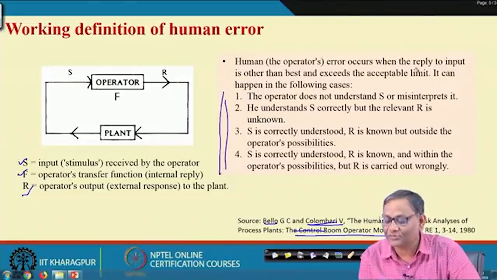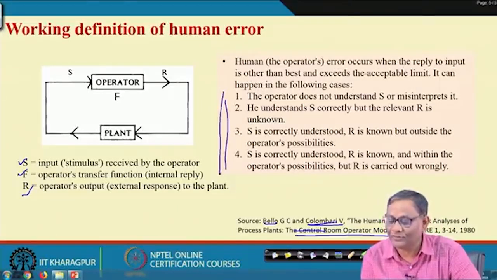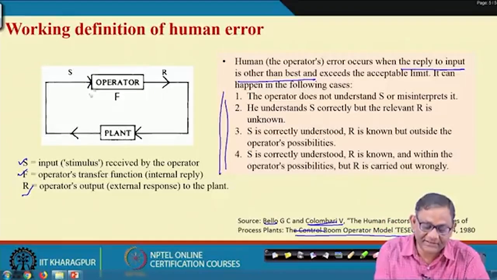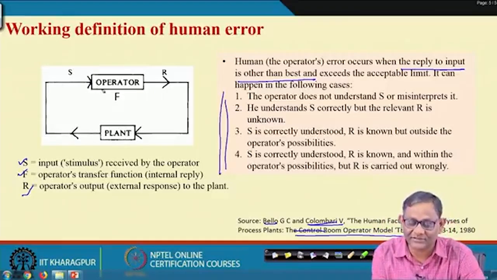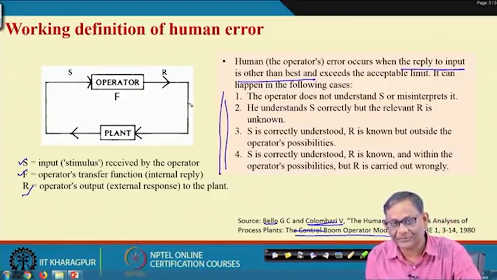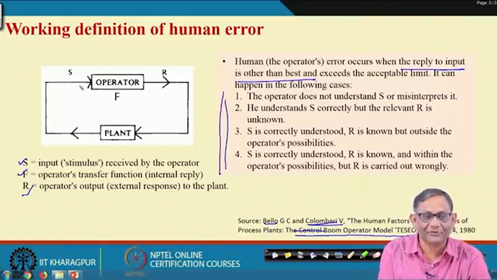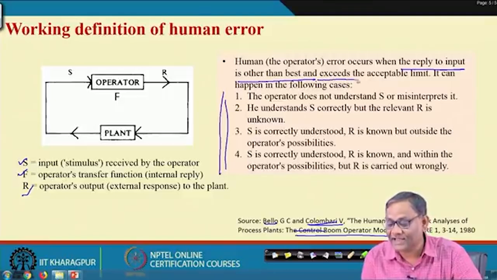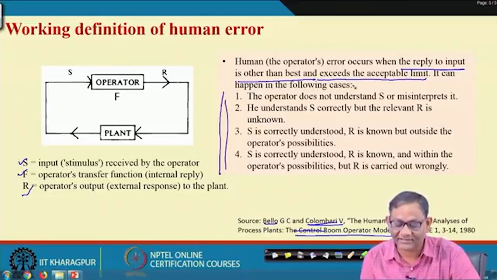Human error occurs when the reply to input is other than the best, because when a stimulus is given, there must be a response, and that response should be appropriate to the stimulus, and there is a best response. So what they are saying is that when the reply to input is other than the best and exceeds acceptable limits, it can happen in the following cases. The cases are what?